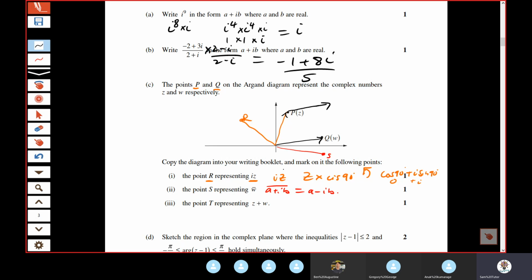So z plus w would be that point right there. Z plus w is equal to this, which is T. Well, that's to show you what z plus w is doing. So z plus w becomes this number here. I would recommend drawing the lines. That was an easy 3 marks.